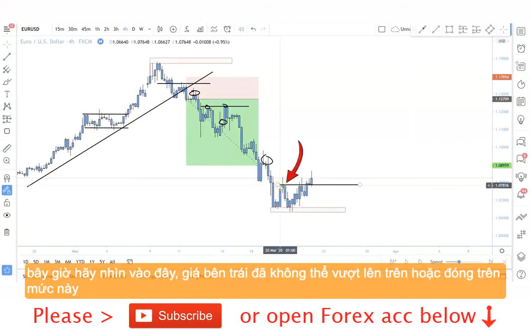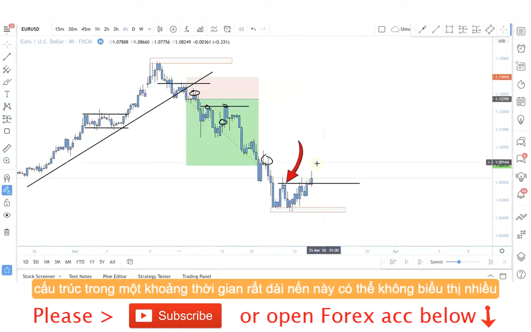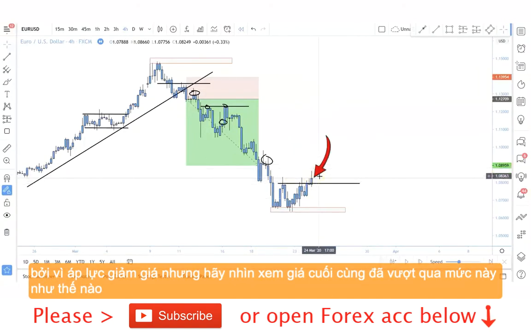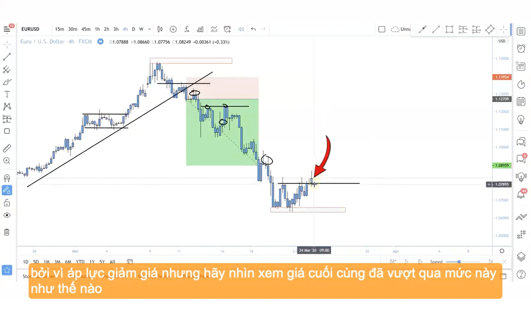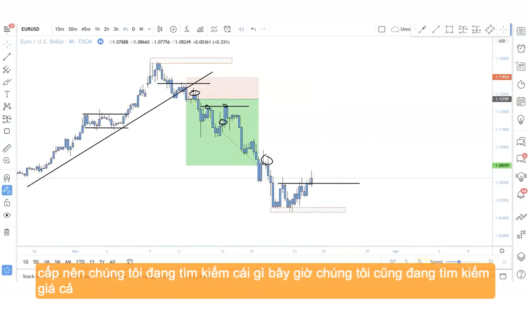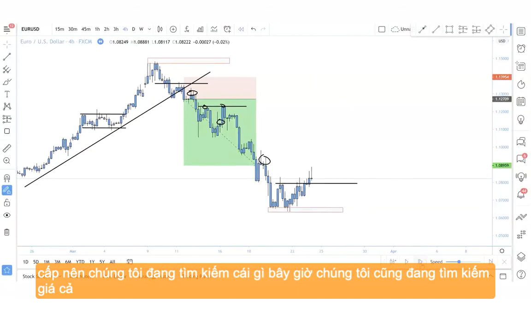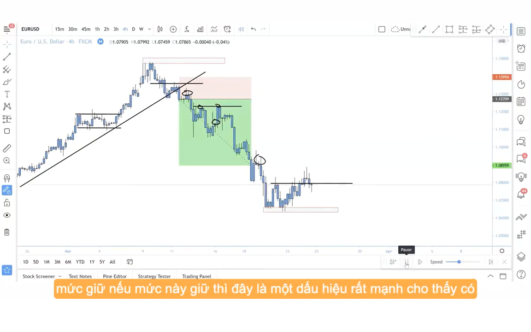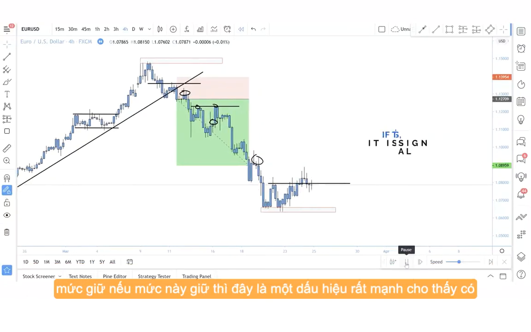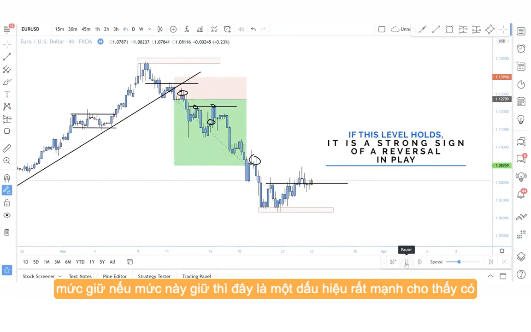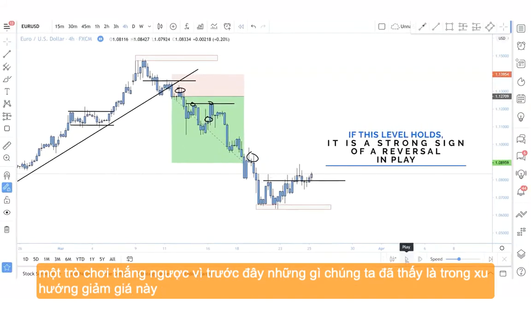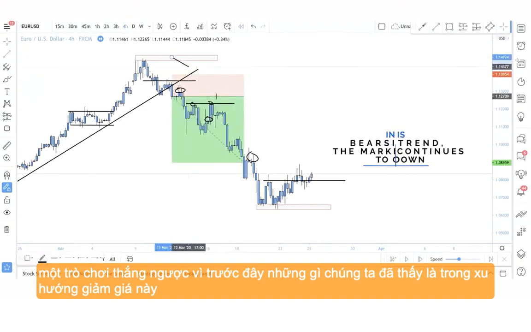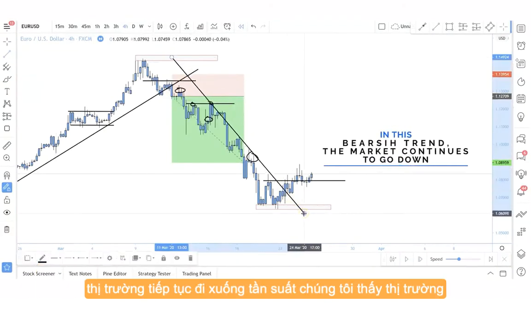Now look here to the left, price wasn't able to break above or close above this structure for a very long period of time. This candle may not signify a lot because of the bearish pressure, but look how price has finally broken above this key level. So what are we looking for now? Well, we're looking for price to come back to this level to indicate bearish pressure again, and then to see how this level holds. If this level holds, then this is a very strong sign that there's a reversal in play, because previously what we've seen is in this bearish trend, the market continues to go down.